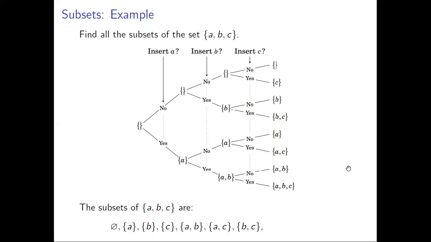And then finally, those are subsets of size 2, and then there's only one possible subset of size 3 for this example, which is the original set itself, A comma B comma C.